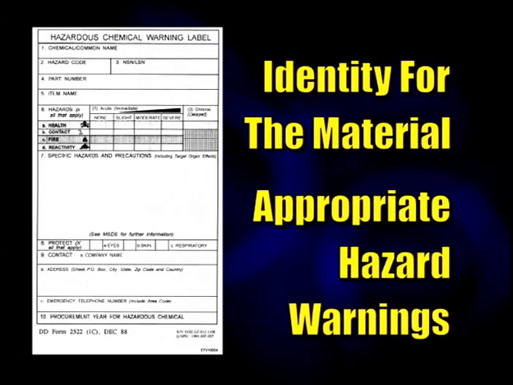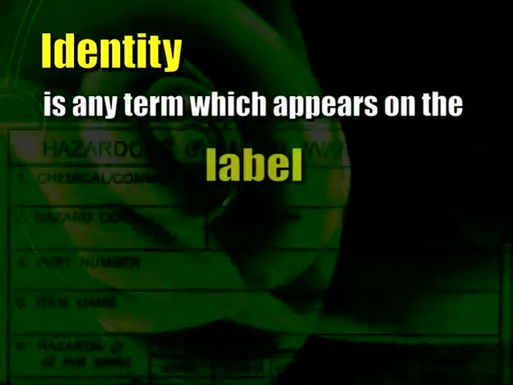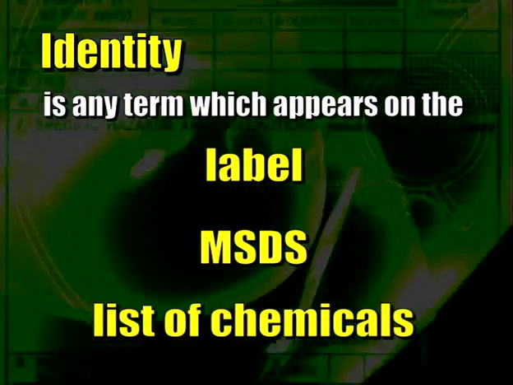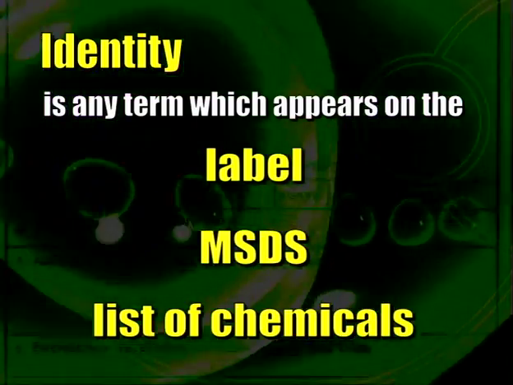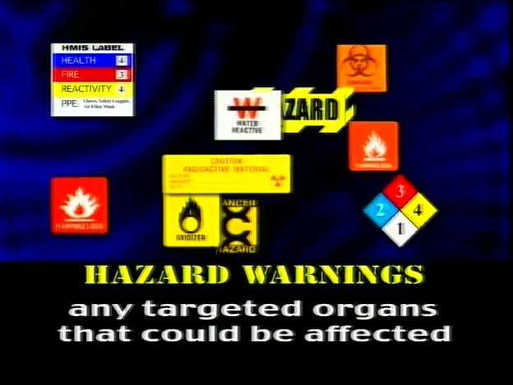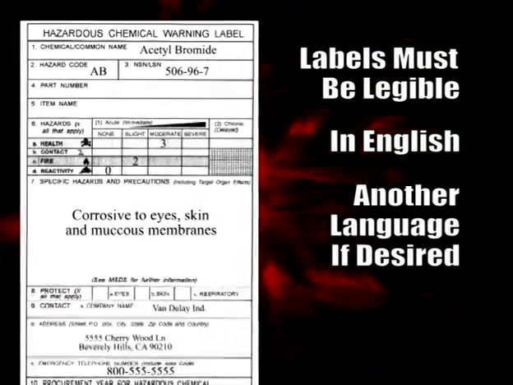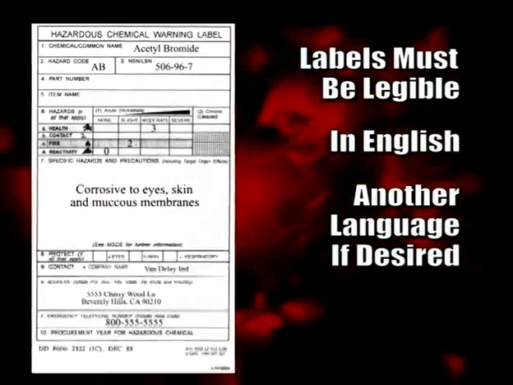The primary information to be obtained from an OSHA-required label is an identity for the material and appropriate hazard warnings. The identity is any term which appears on the label, the MSDS, and the list of chemicals, thus linking these three sources of information. Hazard warnings can be any type of message, picture, or symbol that provides information on the hazards of chemicals and the targeted organs affected if applicable. Labels must be legible, in English, additionally in another language if desired, and prominently displayed.